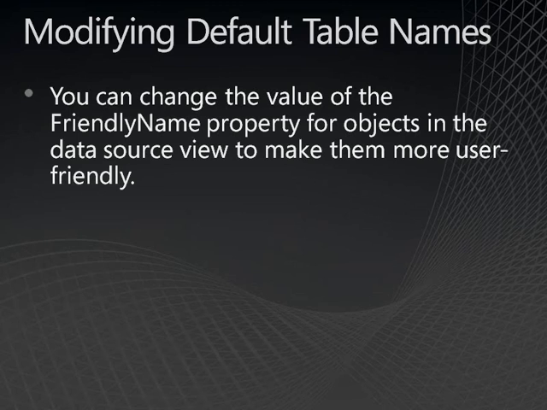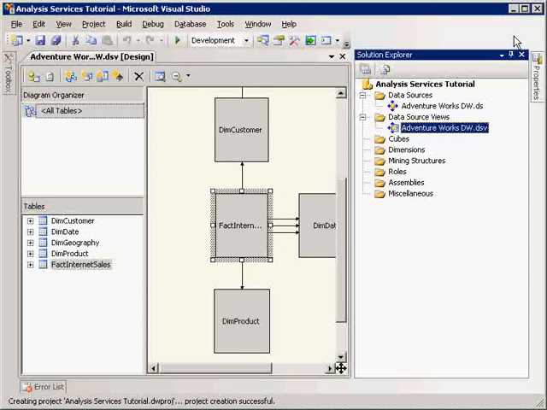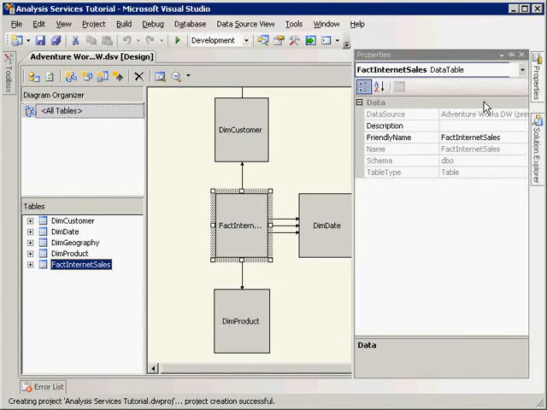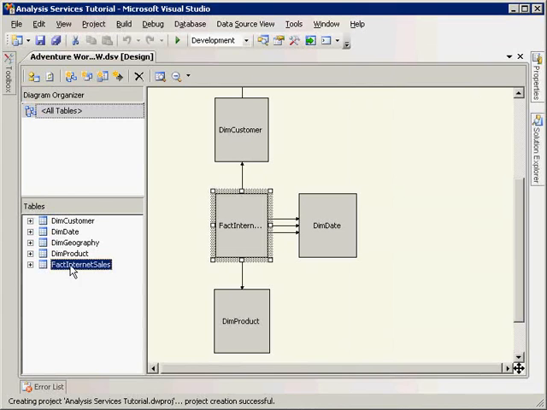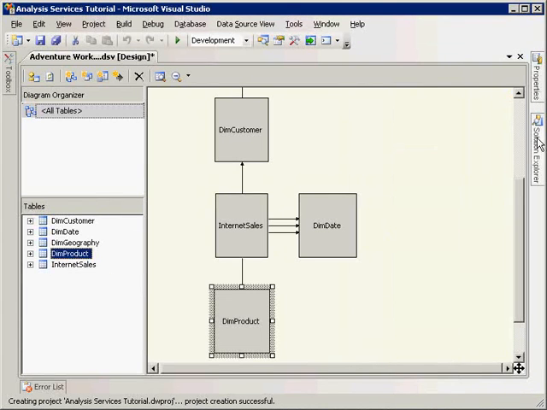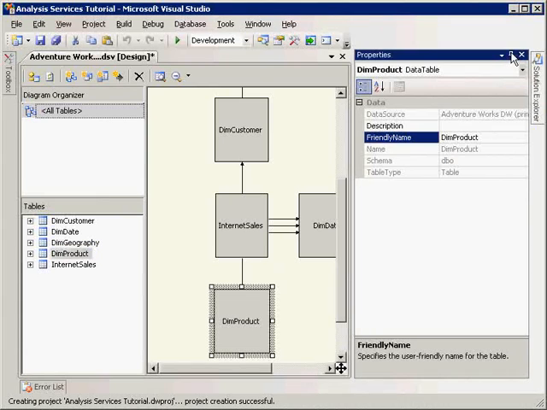You can change the value of the FriendlyName property for objects in the data source view to increase the user-friendliness of their names. This way, users will see the more readable FriendlyName in reports and applications that use the data source view. You can open the Properties window by clicking the Properties tab or from the Tables pane. In the Tables pane, right-click the Fact Internet Sales table and then select Properties. Change the FriendlyName property to Internet Sales. Click the Auto Hide button to pin this window open.